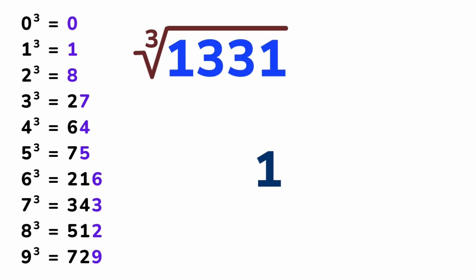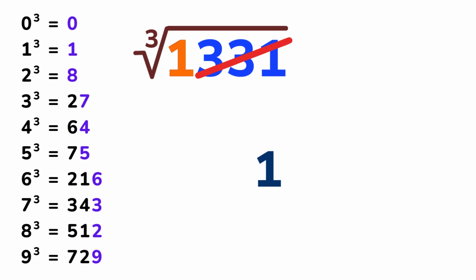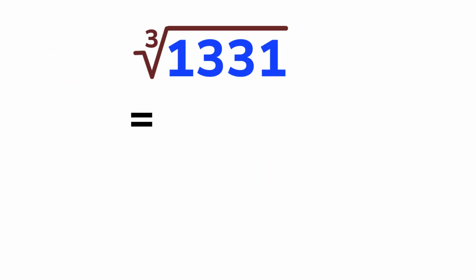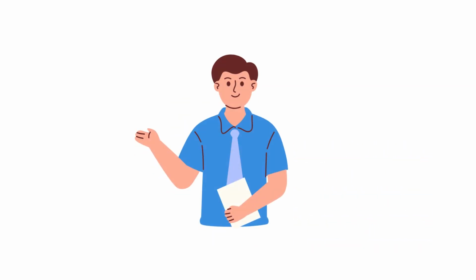Now the next step is to cross out the last 3 digits like this. We're left with 1. Finally, again from this sheet, we want a cube that is just less than or equal to 1. It is 1 again. So write down 1 here. That's it. The final answer is 11. Super quick, right? Let's try another one.